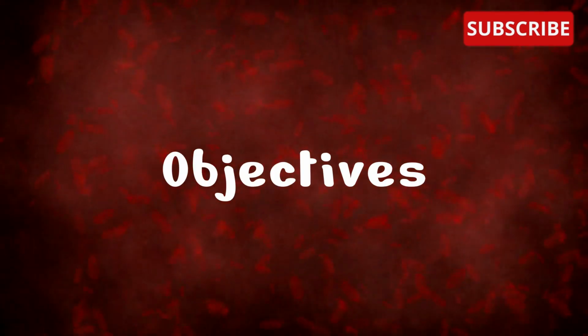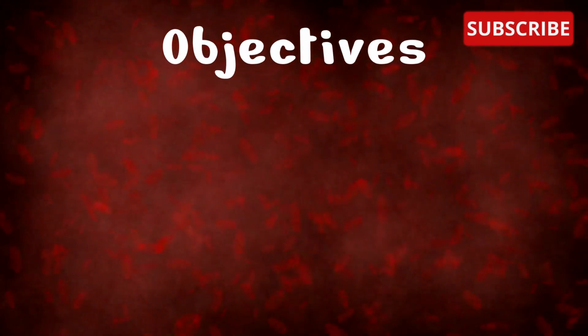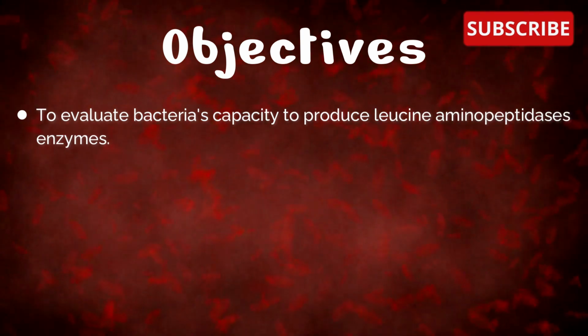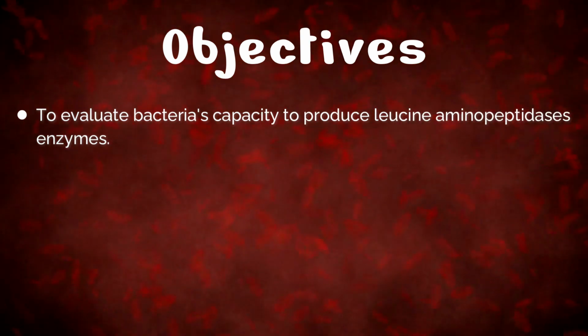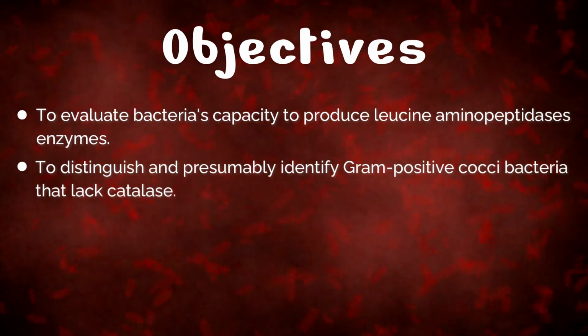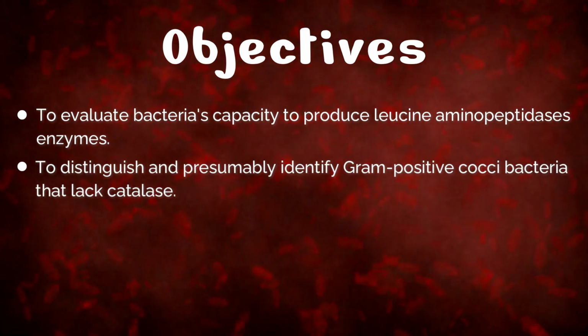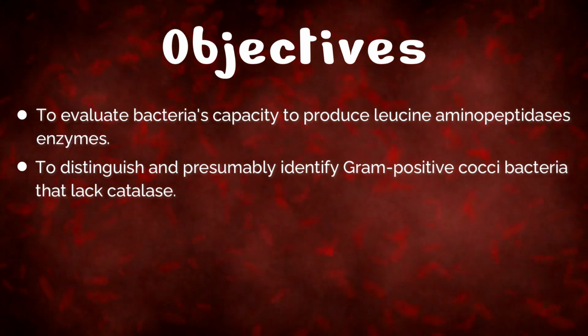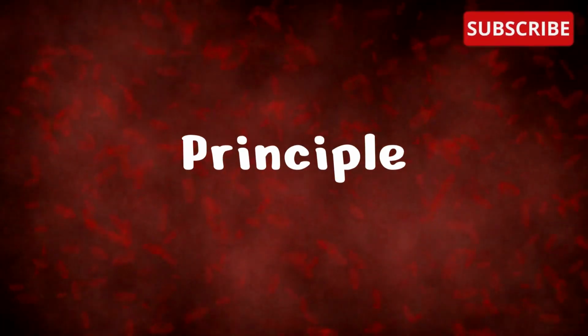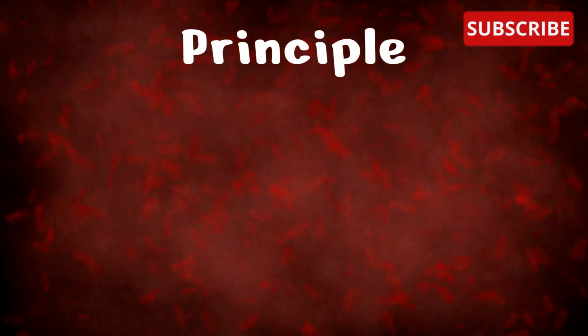So what is the objective of the lab test? To evaluate bacteria's capacity to produce leucine aminopeptidase enzymes. To distinguish and presumably identify gram-positive cocci bacteria that lack catalase. Let's learn the principle behind the lab test.